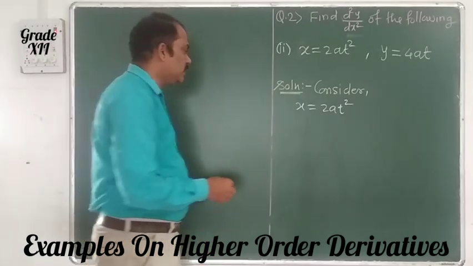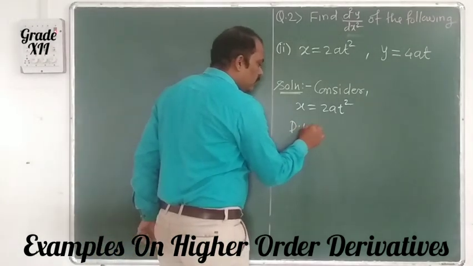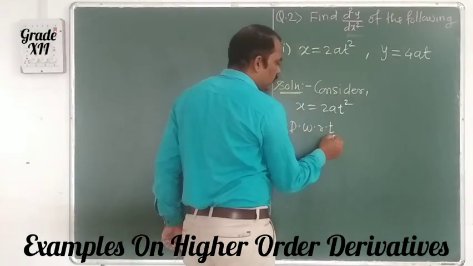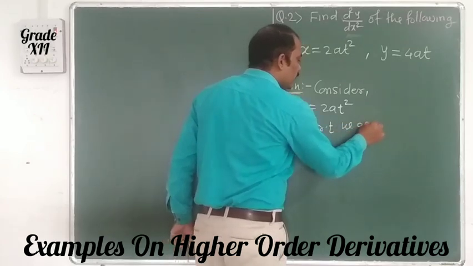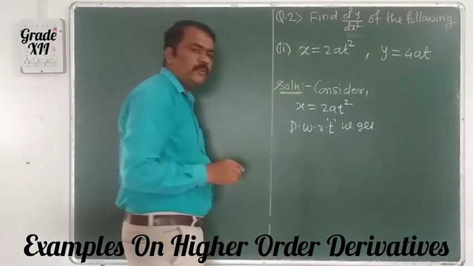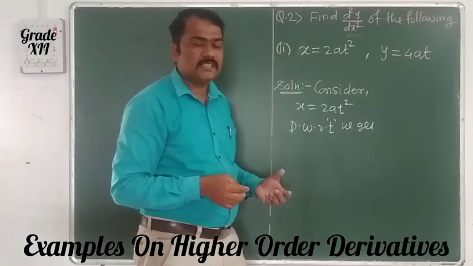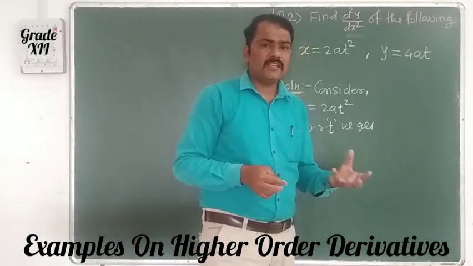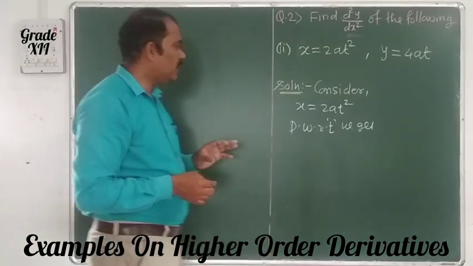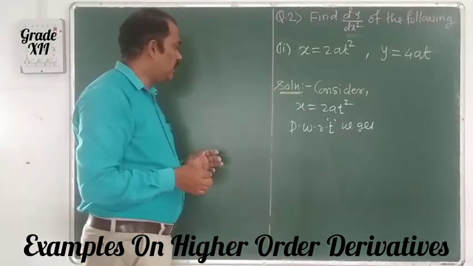We have to differentiate this with respect to t, dx with respect to t. Very carefully we have to differentiate that. Sometimes we have to use theta, sometimes we have to use t, sometimes we have to use x, so very carefully observe what the independent variable is.